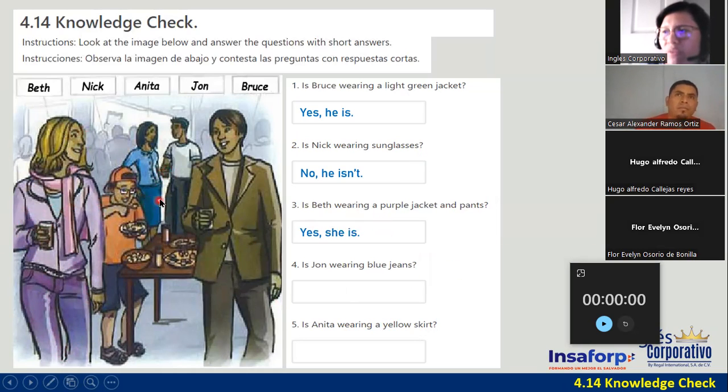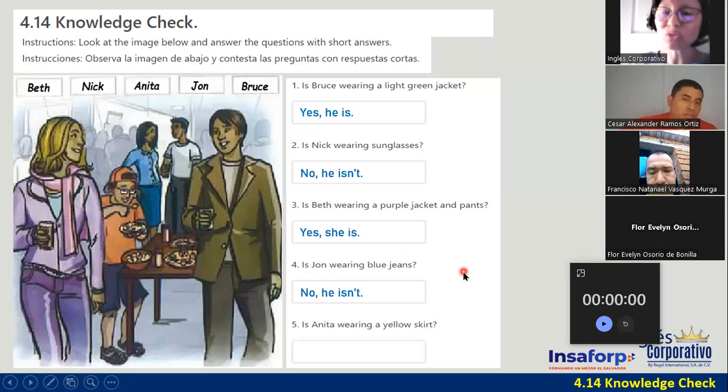Number four. Is John wearing blue jeans? No, he's not. No, he's not, or no, he isn't, ¿verdad? Is Anita wearing a yellow skirt? No, she's not. No, she isn't, right? She's wearing a blue skirt.